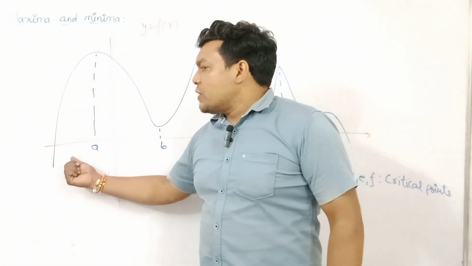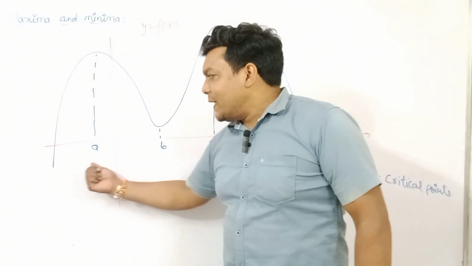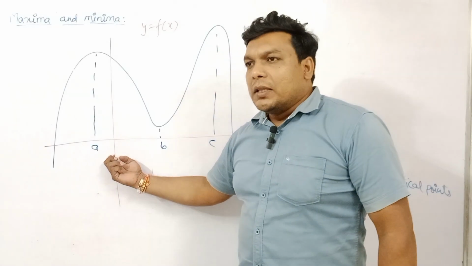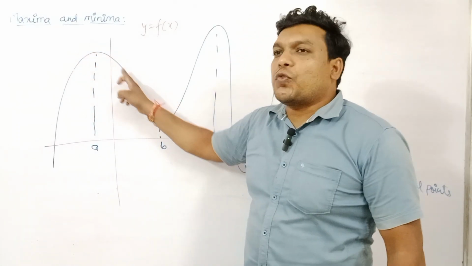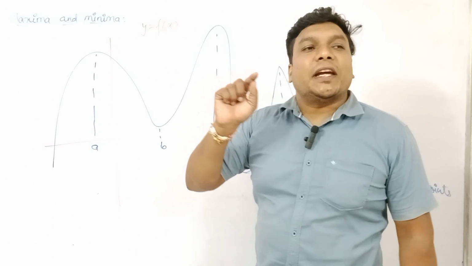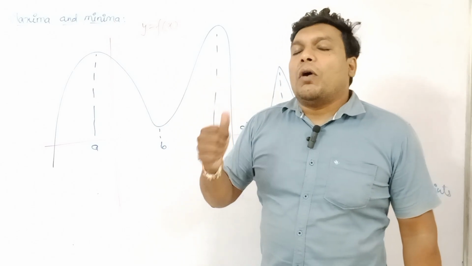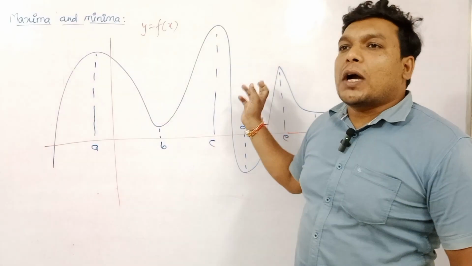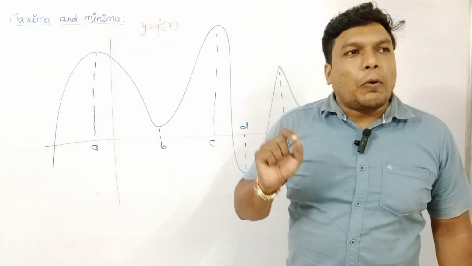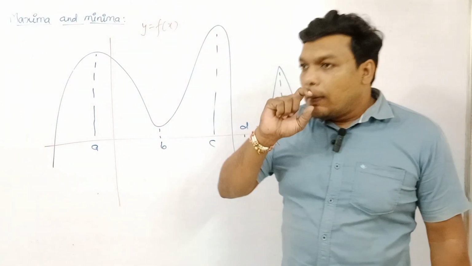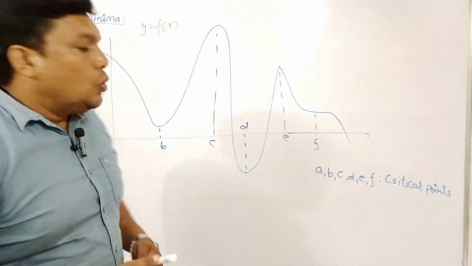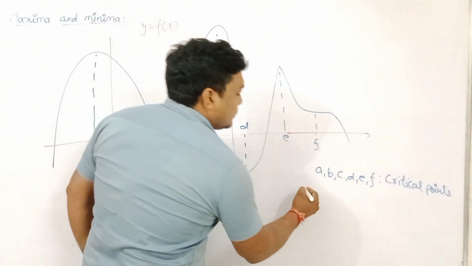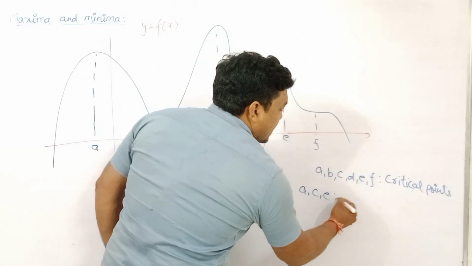So if x increases through the point, meaning while passing through this point, as x increases, if the sign of f dash x changes from positive to negative, then we get a point of local maxima. These are points of local maxima. So what are A, C and E? A, C, E.